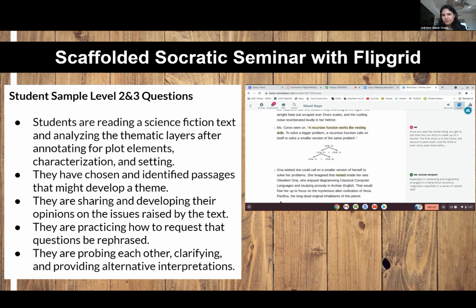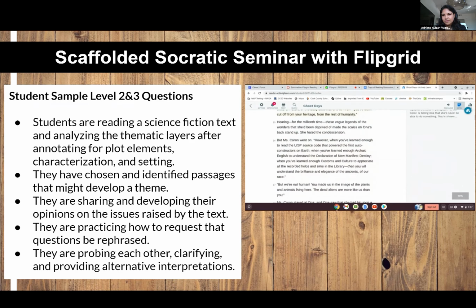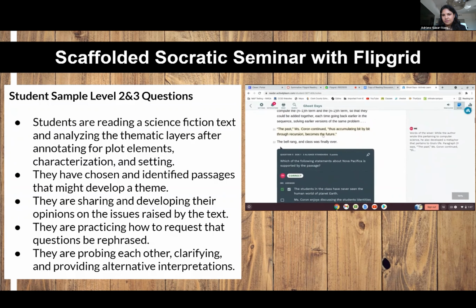So for paragraph 21, the question is, what is your opinion on learning about one's history as it is conveyed in these stories? One's history. Okay, so it says the past is going to contain this, bit by bit through recursion becomes the future. So what is the importance? Yeah, what is your opinion? Basically, what's the importance of one's history?